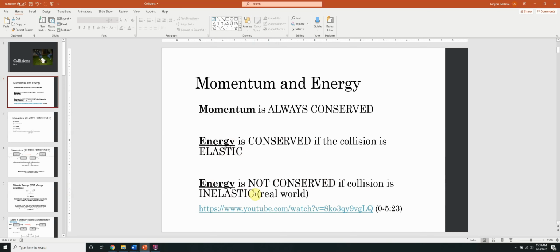Okay? And you can have just a regular inelastic collision, or you can have a perfectly inelastic collision. In both cases, energy is lost, but in a perfectly inelastic collision, your two masses or your two colliding objects are going to fuse as one and move together as one after the collision takes place.